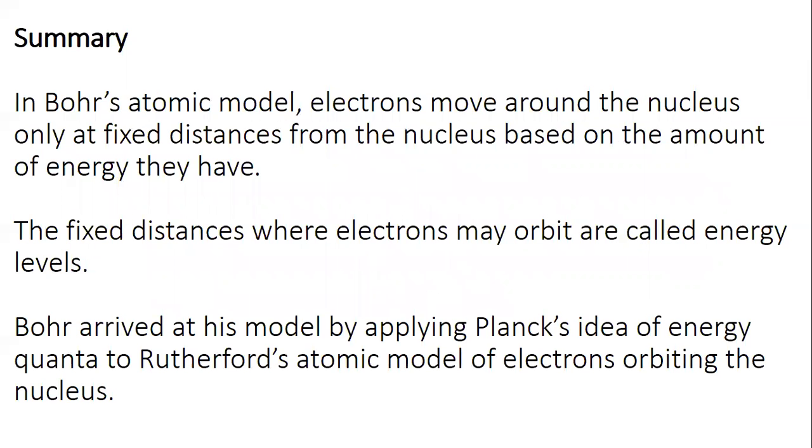Let's go ahead and summarize. In Bohr's atomic model, electrons move around the nucleus only at fixed distances from the nucleus based on the amount of energy they have. The fixed distances where electrons may orbit are called energy levels. Bohr arrived at his model by applying Planck's idea of energy quanta to Rutherford's atomic model of electrons orbiting the nucleus.